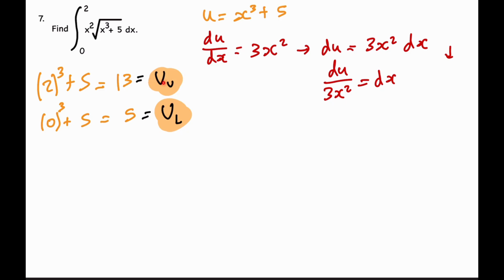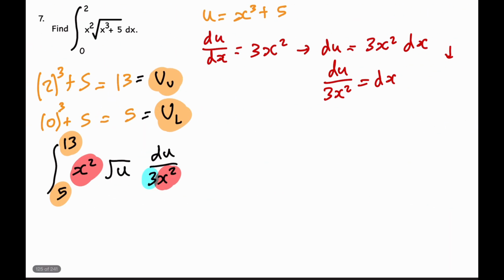So keep your upper bound the same and your lower bound the same, to the same corresponding value, basically. So once we've found this, now what we do is just substitute everything back into the equation. In this case, we substitute our limits, so the 13 and the 5, which correspond to the 2 and the 0 for the x values, and these are in terms of u. So very good.